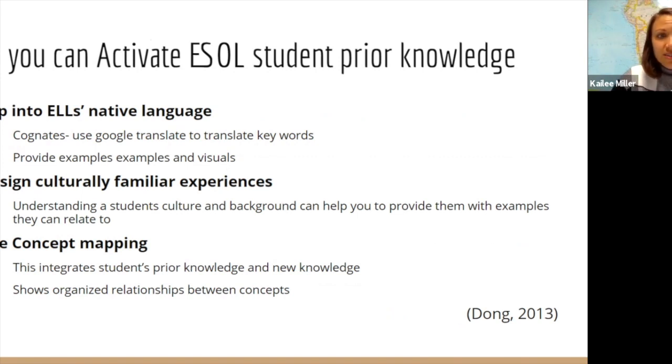The second thing you can do is design culturally familiar experiences. So it's important that you have understanding of the student's cultural background, and this can help you to provide them with examples that they can relate to. And again, that is going to help them activate that prior knowledge if they're reading about familiar experiences. The third way that you can activate prior knowledge is through concept mapping. So this integrates students' prior knowledge and their new knowledge, and it also shows organized relationships between the concepts.